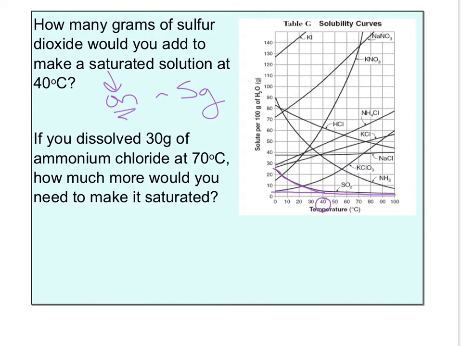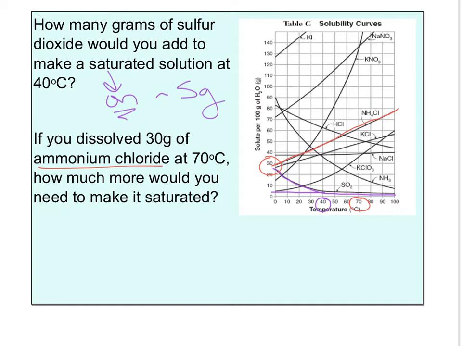So now for the next one, if you dissolved 30 grams of ammonium chloride at 70 degrees Celsius, how much more would you need to make it saturated? So we've got ammonium chloride, so let's find that line here. Ammonium is a polyatomic ion, NH4Cl. If you dissolved 30 grams of it, so we're at 30 grams, at 70 degrees Celsius, how much more would you need to make it saturated?